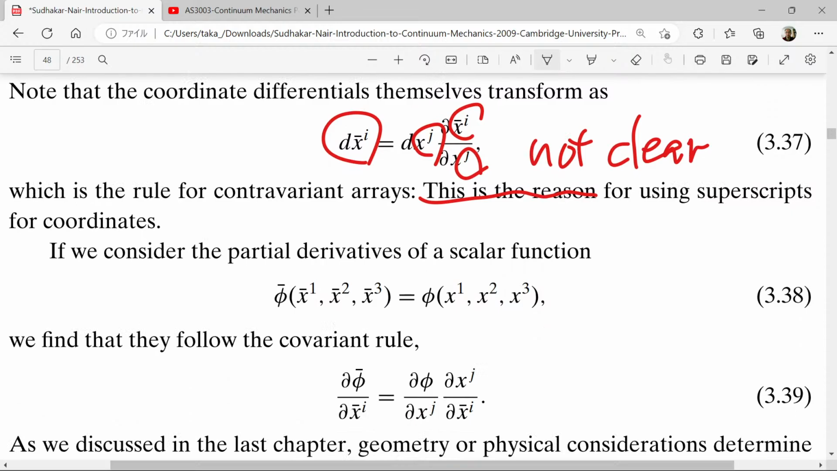Consider the partial derivatives of a scalar function. We find that they follow the covariant rule. Yeah, covariant rule.